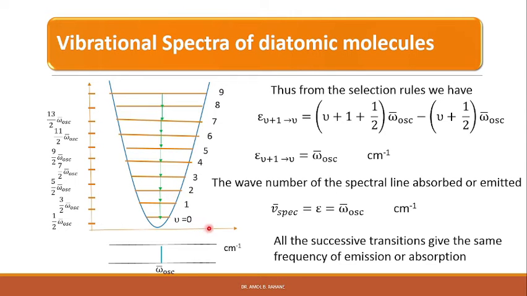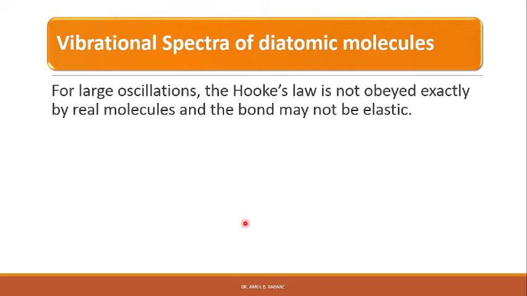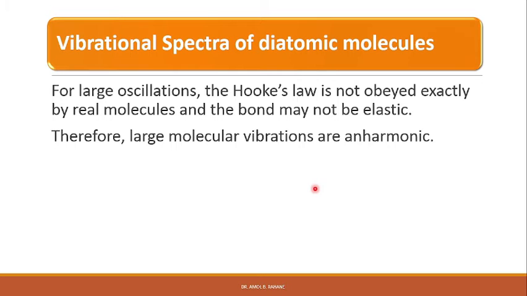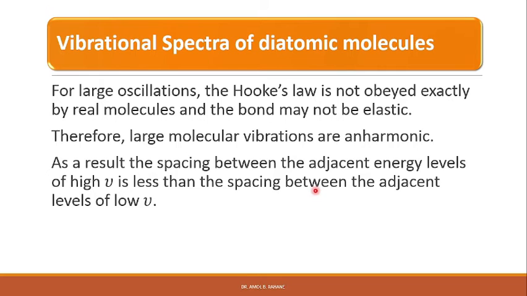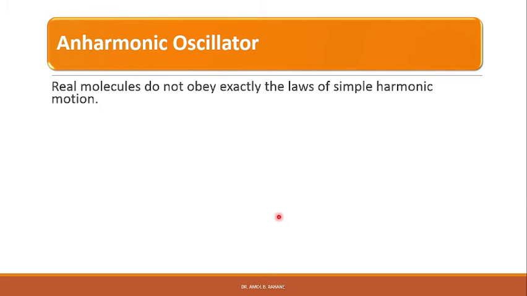So up to now we have considered the harmonic oscillator, right. So our diatomic molecule within the parabolic approximation follows harmonic oscillations. But for large oscillations, Hooke's law is not obeyed exactly by real molecules, and the bond may not be elastic, and therefore for large molecular vibrations they are unharmonic, right. As a result, the spacing between the adjacent energy levels of high nu is less than the spacing between the adjacent levels of low nu, right. So let us see the unharmonic oscillator.